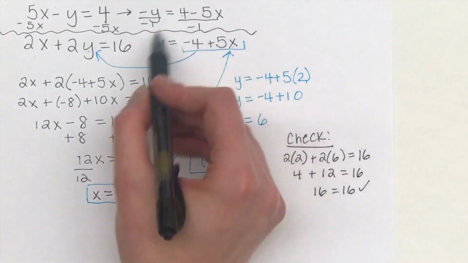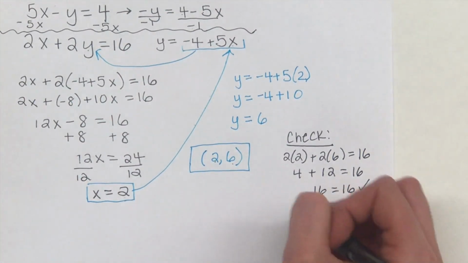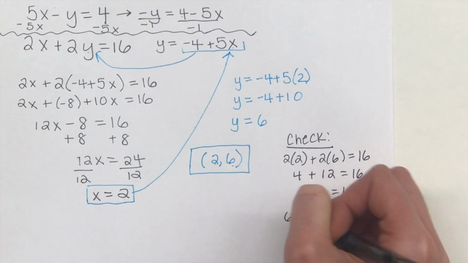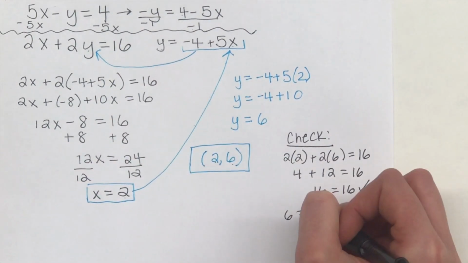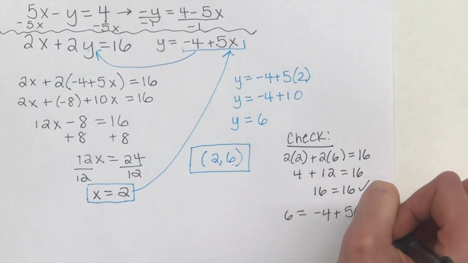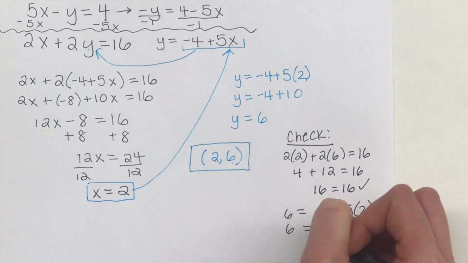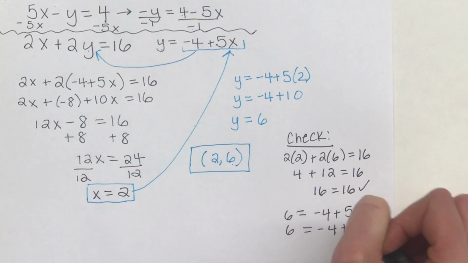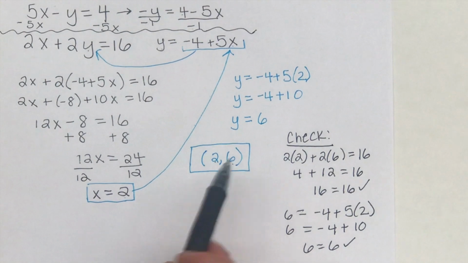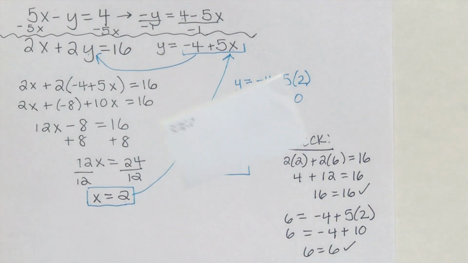So we still have to check the other one, because remember, to be a solution, it has to work in both. So we're going to have 6 for the y and 2 for the x. And we'll see that 6 is negative 4 plus 10. So since it works in both equations, this is my solution point.